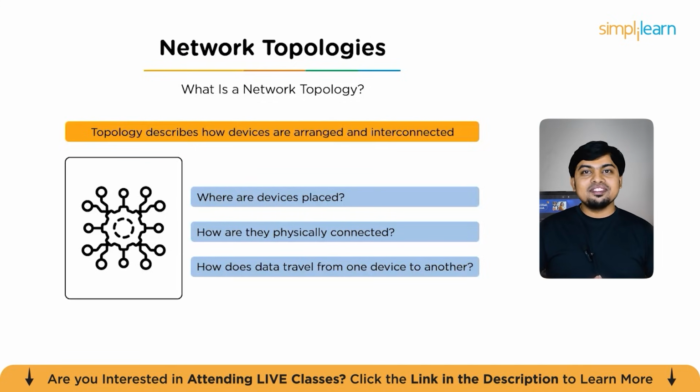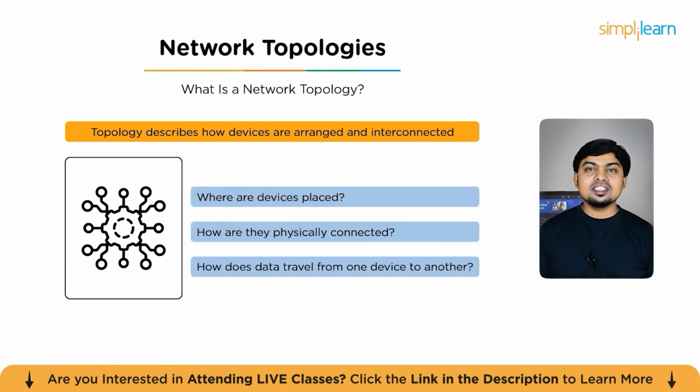So let's start with the first question. What is network topology? A topology describes how devices are arranged and interconnected inside the network. It answers basic but critical questions like where devices are placed, how they are physically connected, how data travels from one device to another, and a lot more. Understanding topologies helps engineers design networks that are faster, more reliable, and easy to maintain.